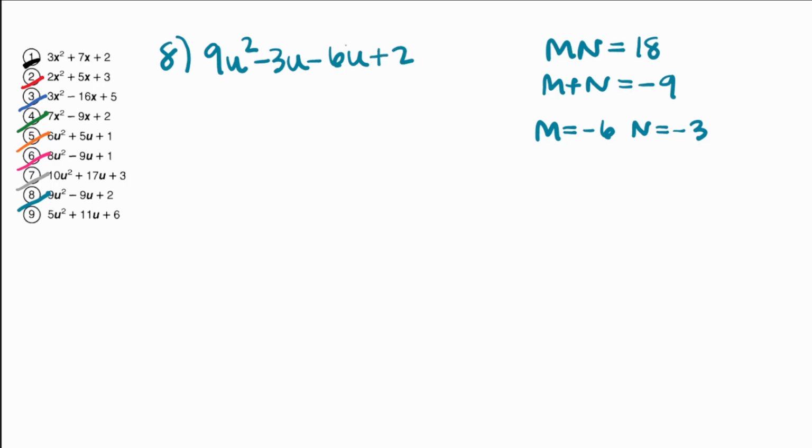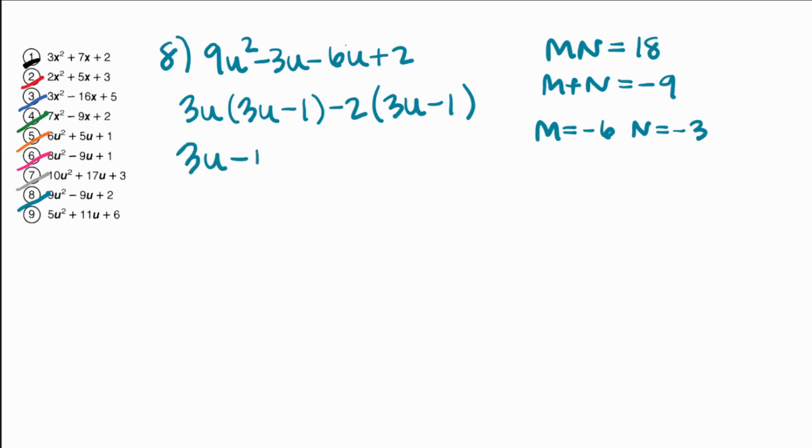And then I take the first two, 9u squared and -3u, and I can factor out a 3 and 1 power of u. With -6u plus 2, I can factor out a 2, but I should probably factor out the -2, so I'm left with positive 3u and then hopefully a -1. And then I can factor out 3u minus 1 and be left with 3u minus 2.